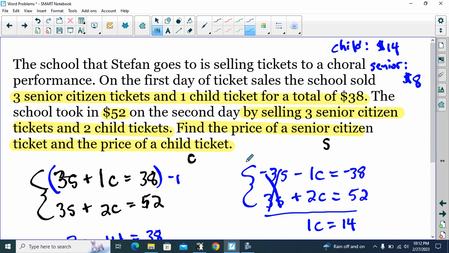Make sure you answer the question and ask the price of the senior citizen ticket and the price of a child ticket. This is our answer.